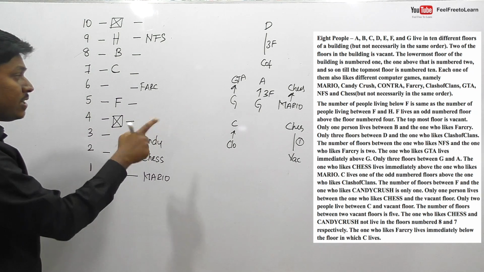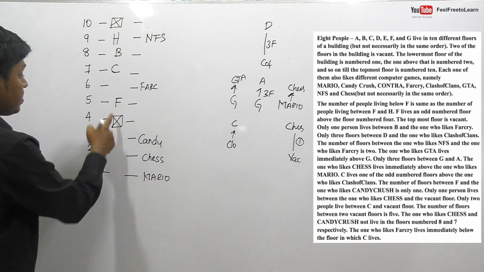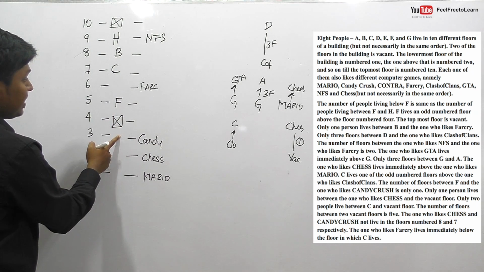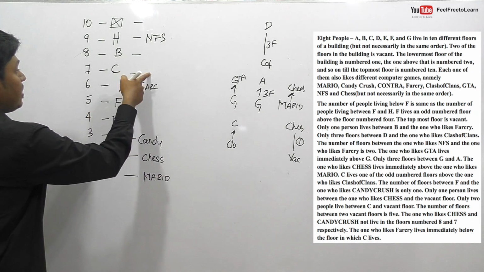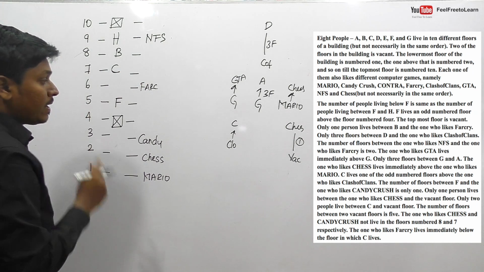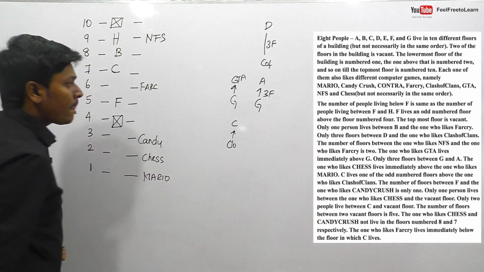And above G it should be GTA, right? So above G it should be GTA, so there's only one possible place for G here, and F can be GTA, or otherwise we can place G here and C can be GTA. Okay, let me rub this condition, friends. Mario chess, so we can eliminate this also.